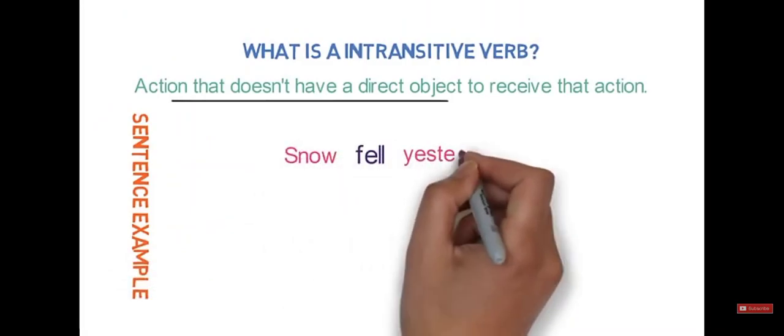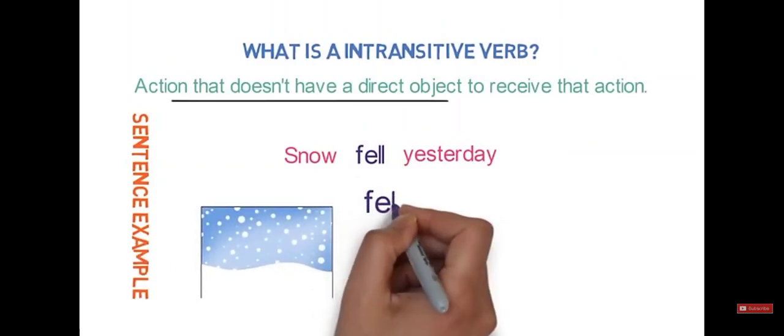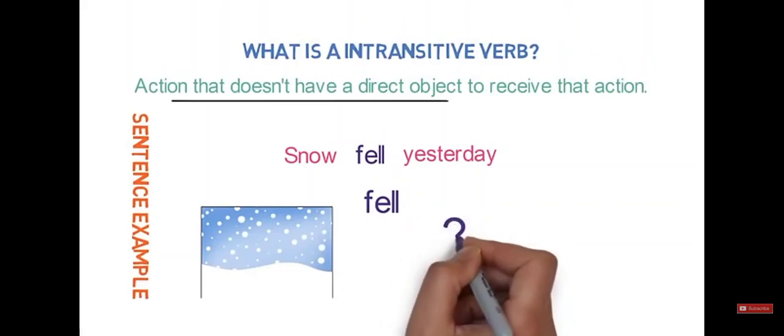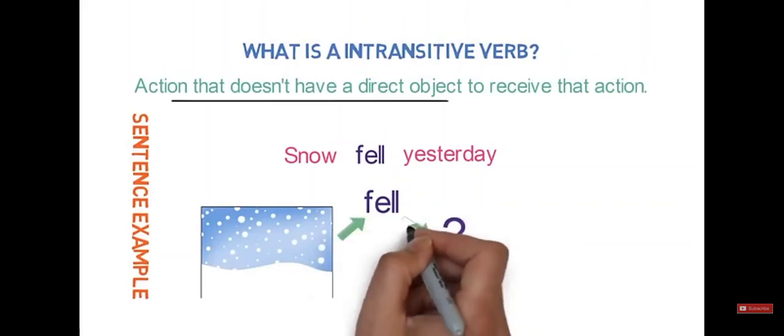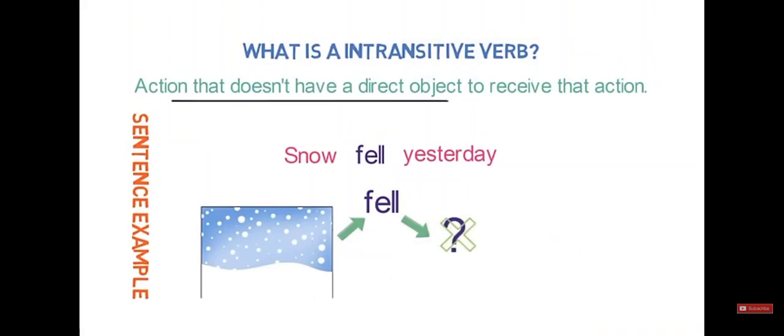Snow fell yesterday. Here, snow is the subject and fell is the action. But we cannot say the snow fell on whom. In other words, there is no direct object to receive the action. So, it's an intransitive verb.